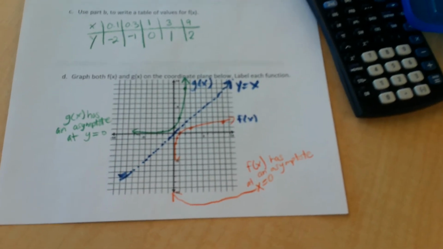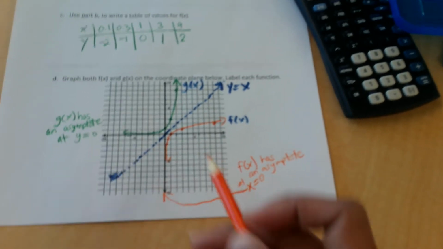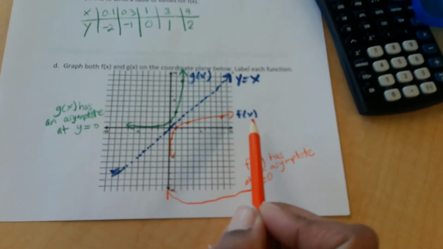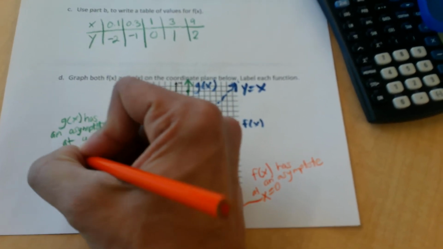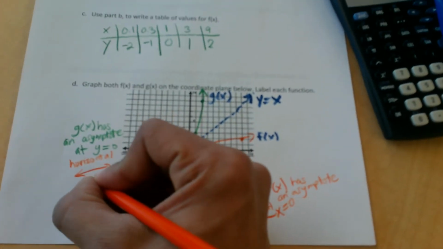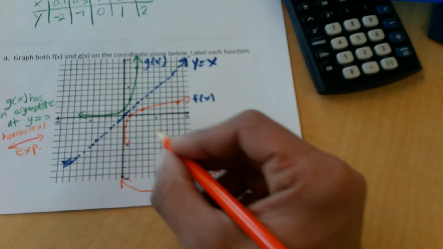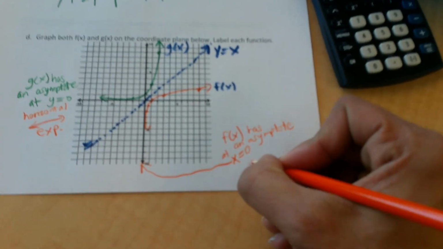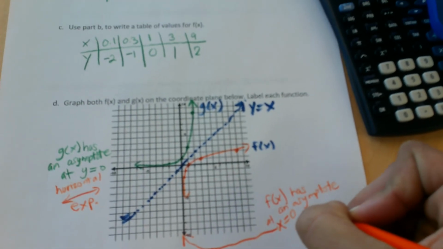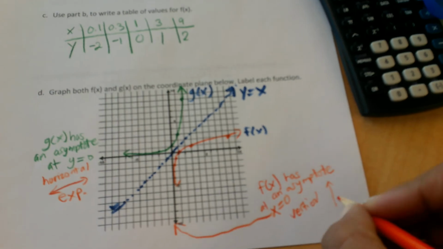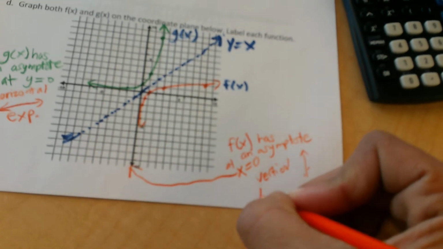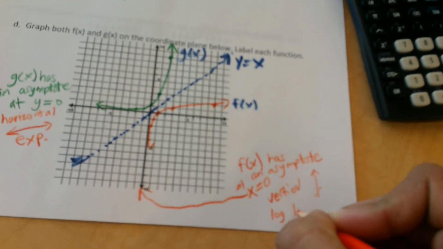Now, this is super useful because what you're going to notice is that whenever you have an exponential function, it has what we call a horizontal asymptote. And whenever we have a log function, it has what we call a vertical asymptote. So up and down for log or natural log.